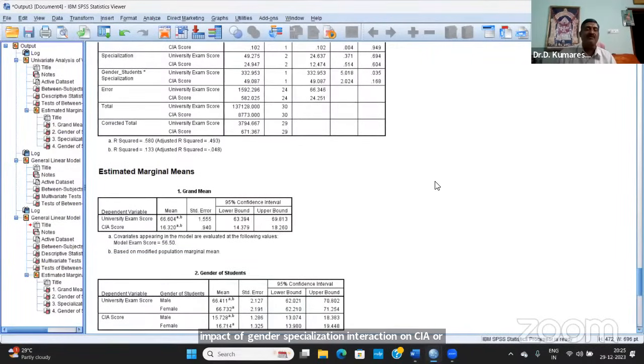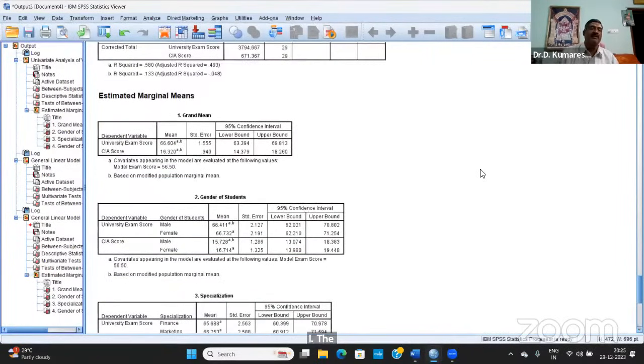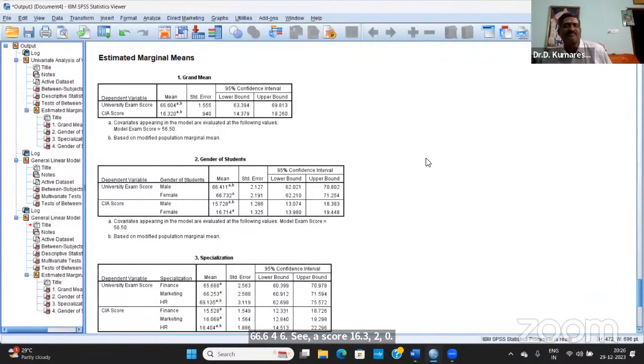Ultimately, the final result. Estimated marginal means. Okay. First, gender-wise. Based on gender, we are analyzing. University exam, 66.64604. CAA score, 16.320. Grand mean. This one is grand mean.